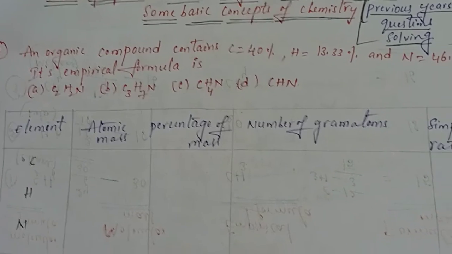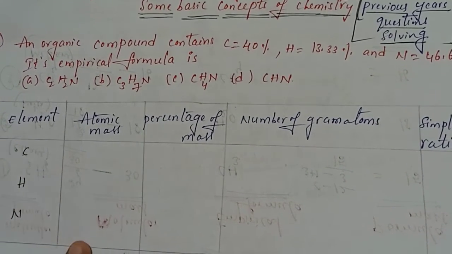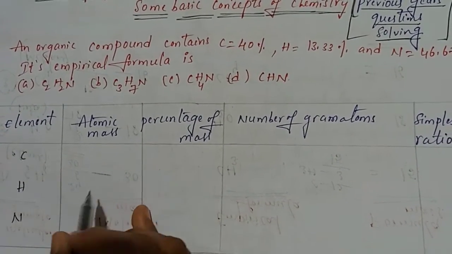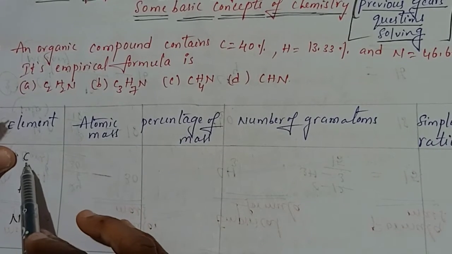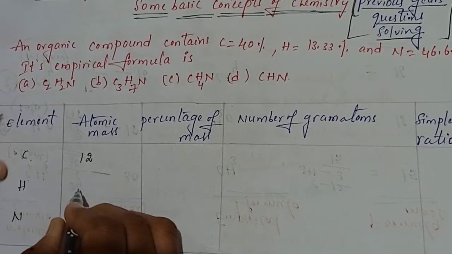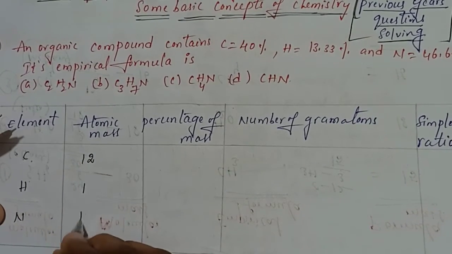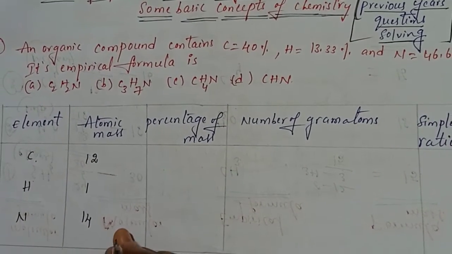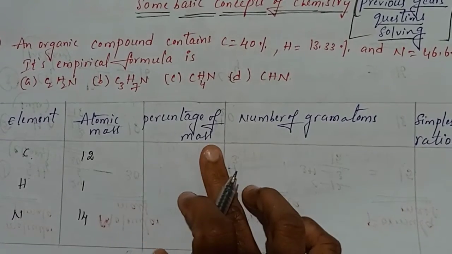Carbon, hydrogen, nitrogen given. Next, what are the atomic masses? Tell me, students, what are the atomic masses of carbon, hydrogen, nitrogen? Carbon atomic mass is 12, hydrogen atomic mass 1, nitrogen atomic mass is 14, correct? Next, percentage of mass.